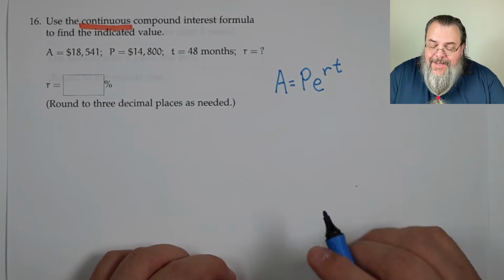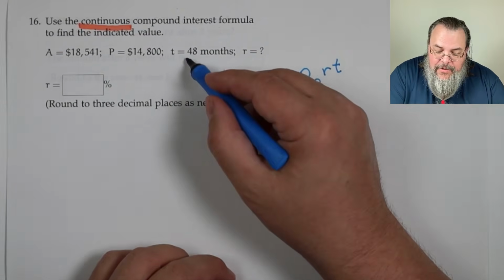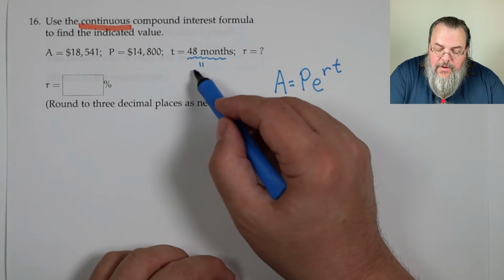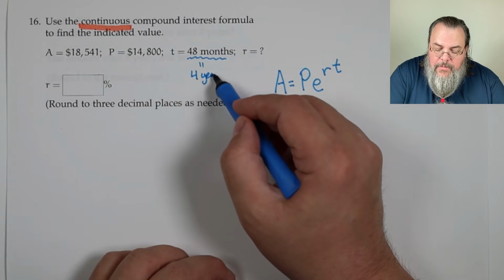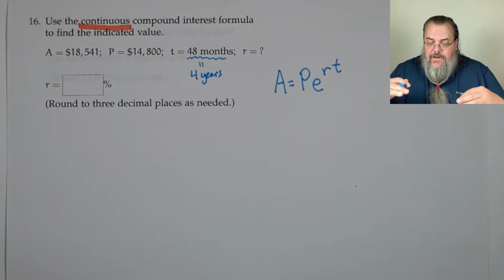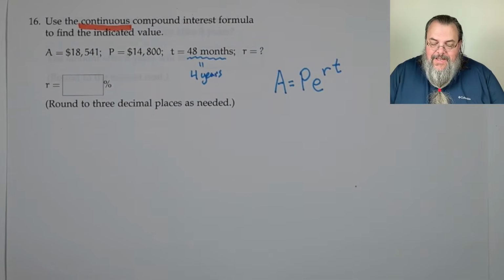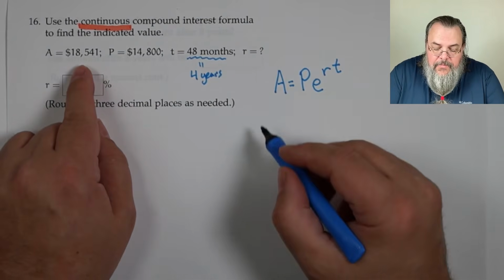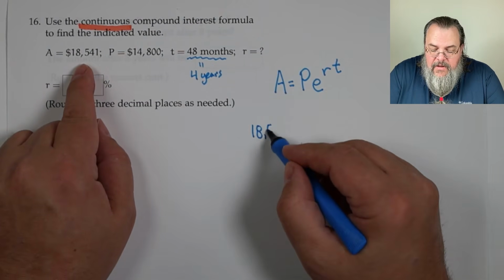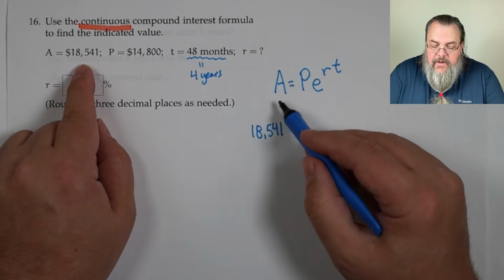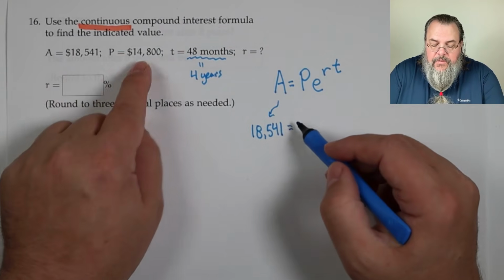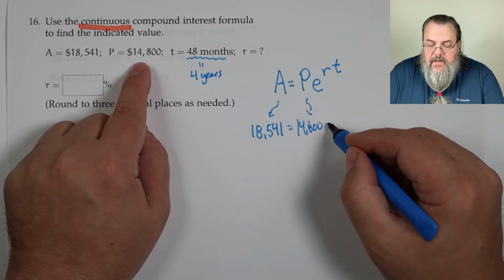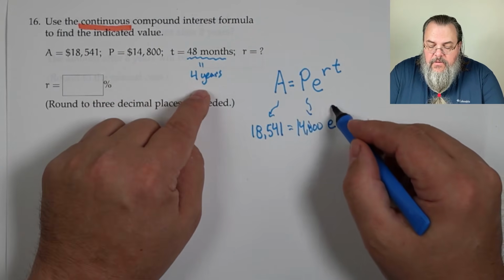Now, what is T? Be careful, because they're going to throw stuff at you. And here, 48 months, well, that's 4 years. We measure our interest rates tied to years and not to months. So we put in what we know. We have 18,541, that's our A, is equal to 14,800, there's our P, and then we have e to the 4R.